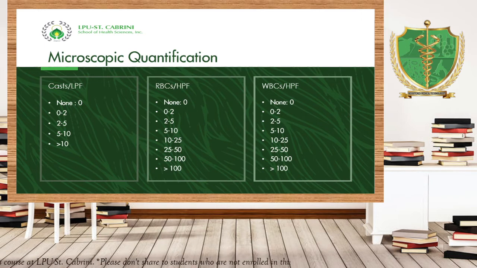Okay, so this is how we are going to quantify our microscopic examination of urine. For casts, 10 visual fields, low power field. So nakakita ka ng 0, 0, 0, 1, 1, 2, 2, 2, 2. The highest number is 2, and the lowest number is 0. Then your range will be 0 to 2. Well, I'm going to teach you this in our laboratory.